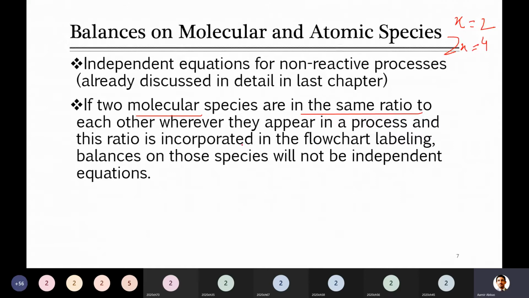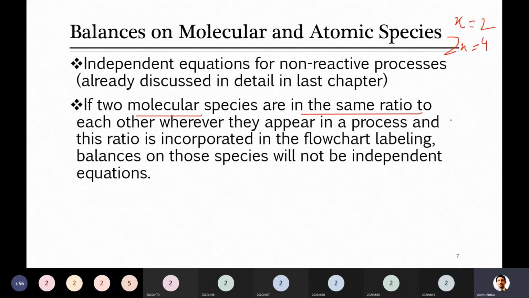So when you write their balance, most of the time here, although you are writing the two balances, they will not be independent balances. They will not be independent equations. I will show you one specific example in the next few slides, so you will be more clear about what this ratio means.